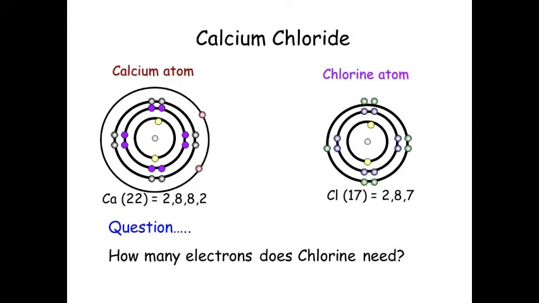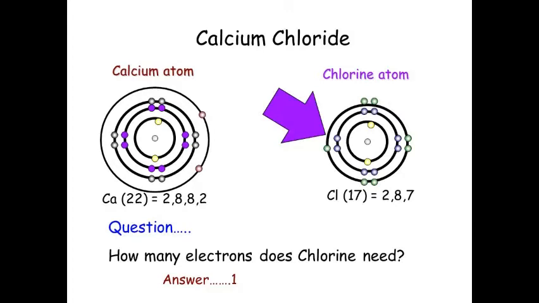And then if we look at our chlorine atom, we need to ask ourselves as well, how many electrons does chlorine need to gain to give itself a full outer shell? So you should be able to see that chlorine only requires 1 more electron because it's already got 7 in its outer shell. So this gives us a slight problem because the calcium atom wants to get rid of 2 and the chlorine atom only needs to pick up 1 of those 2 electrons.